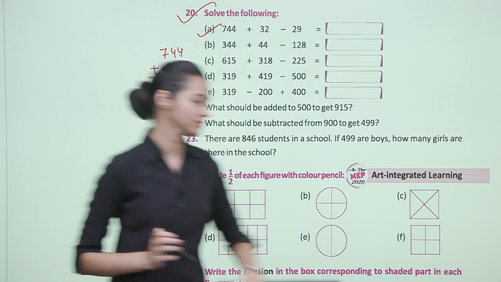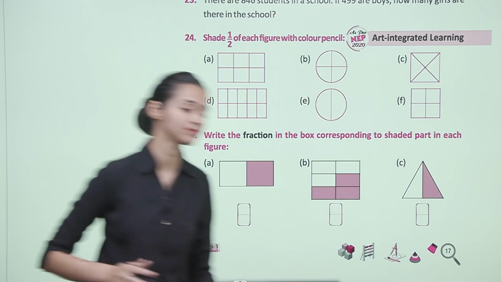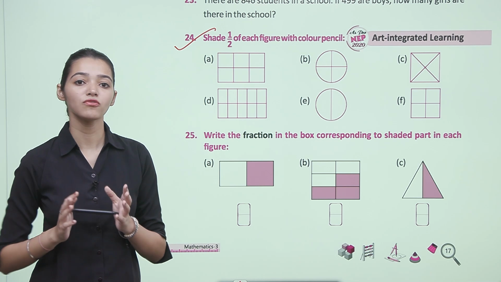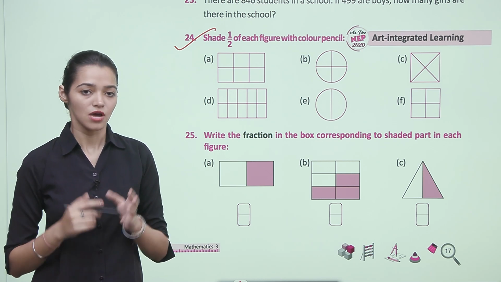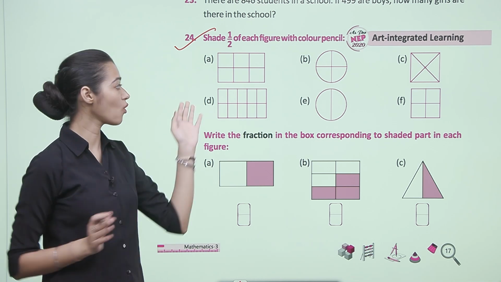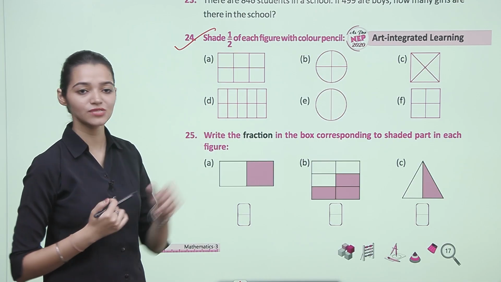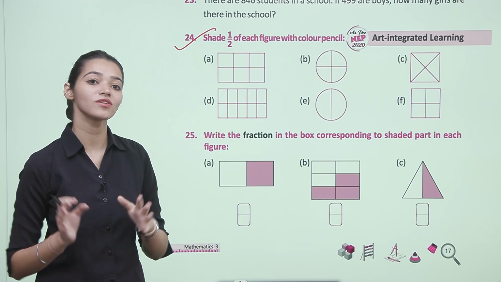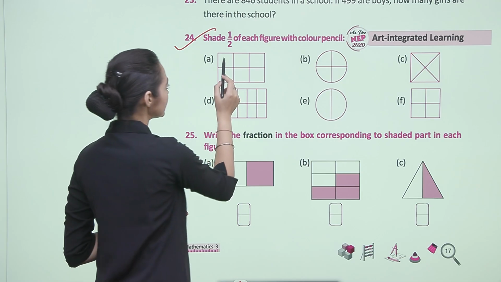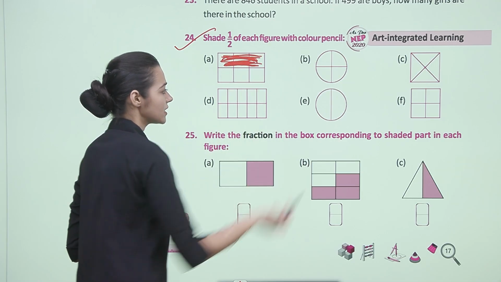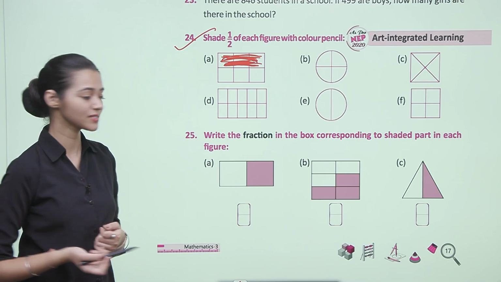Now, in the next one, we have to shade half of each figure with colored pencil. We have to shade half portion of all these figures with the colored pencil. So, here are total 6 boxes. Out of these, what will be the half? That is the 3 boxes we will color and it is the half portion. That's how we have to complete the remaining parts.